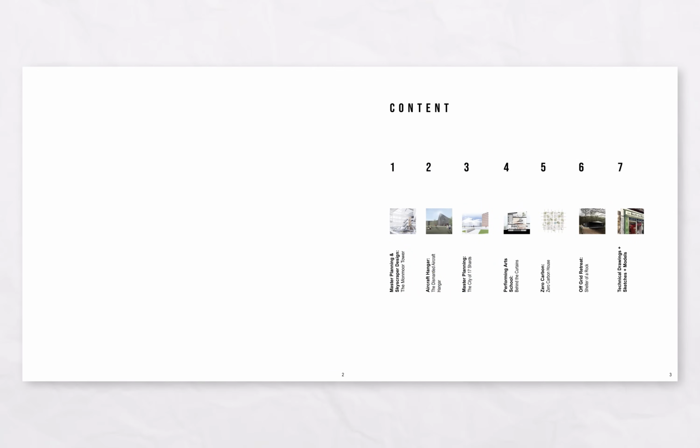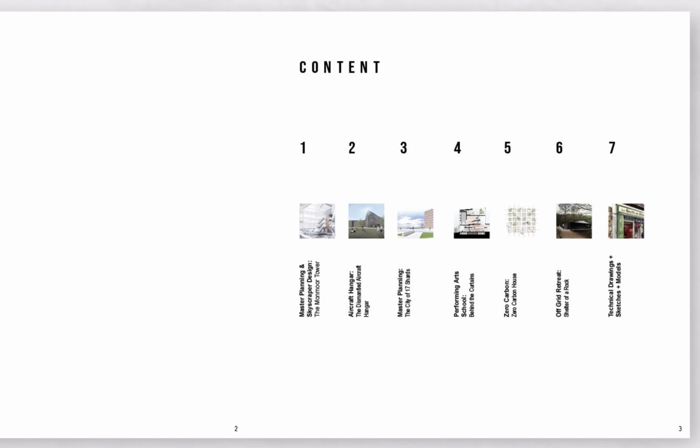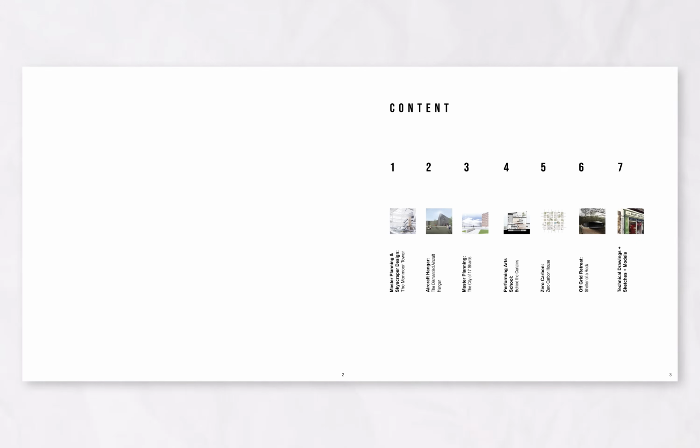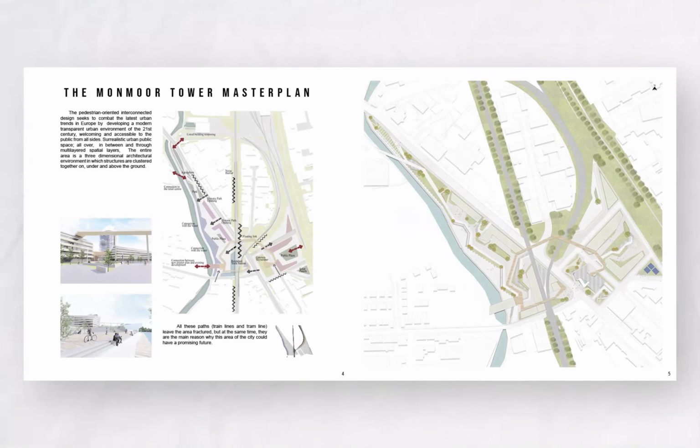It's very simple. I do have about 7 sections, so it's 6 projects and the 7th one being sketches, model making, and my technical drawings. At first, you might think that 6 projects is a lot, but it's only the first 3 projects that are in detail, and then the last 3 are more like a spread or 2 to keep the portfolio concise. So this is the first page of the Monmouth Tower Masterplan, which is my graduation project.